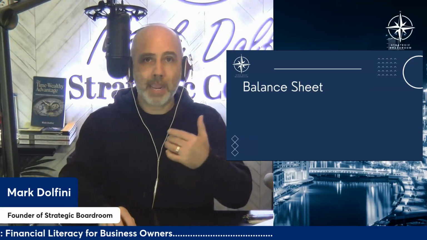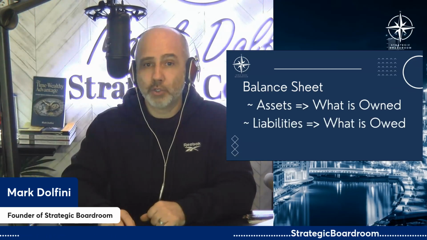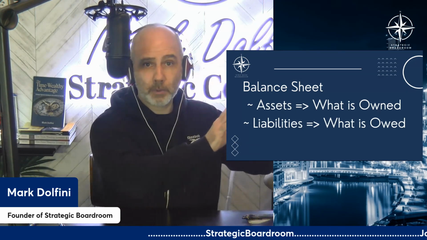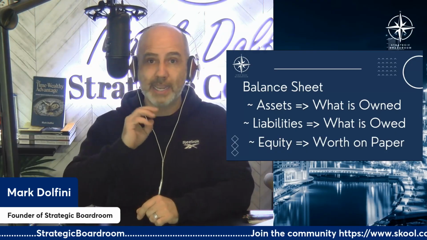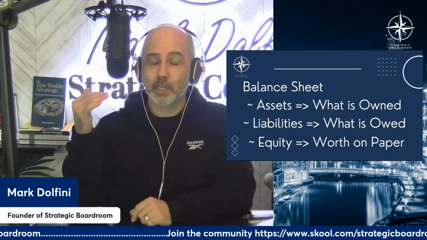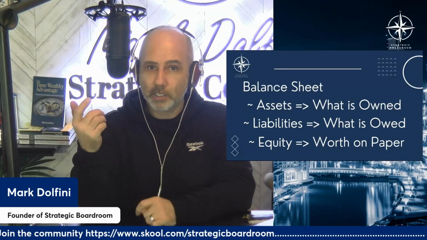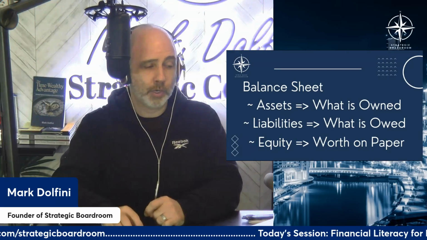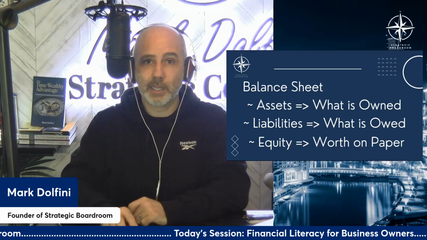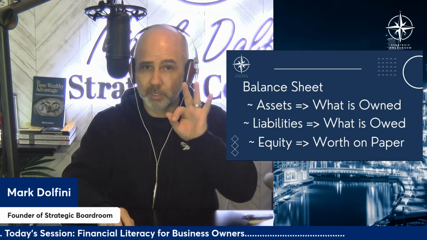Okay, so the balance sheet measures three things. It measures the assets, which is what you own. It measures your liabilities, which is what is owed to other people. And then the difference between the assets and liabilities is what is known as equity. So if you sell all your assets and pay off all your liabilities, conceivably what is left over is your equity, what you would have left. That is an important distinction for the balance sheet. So those are the three main things.